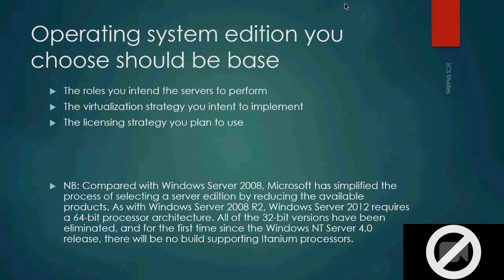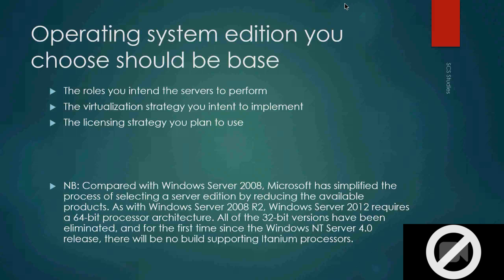In that case, you may not require Windows Server 2016, because the DHCP server may be feasible in a 2003 server as well. That may serve your purpose. This is one of the key points by which you can select your destination operating system for installation. The first thing is the roles you intend the server to perform, the role you are installing the server for.